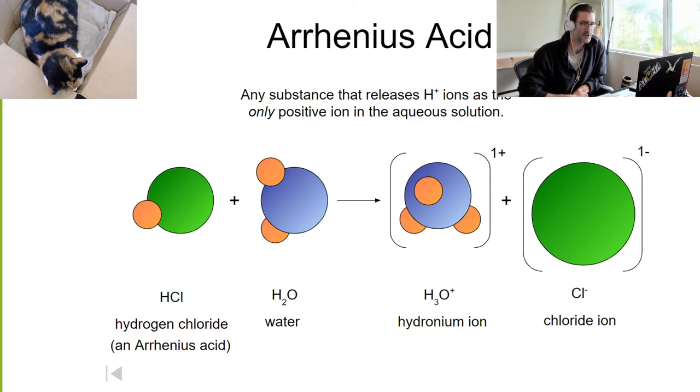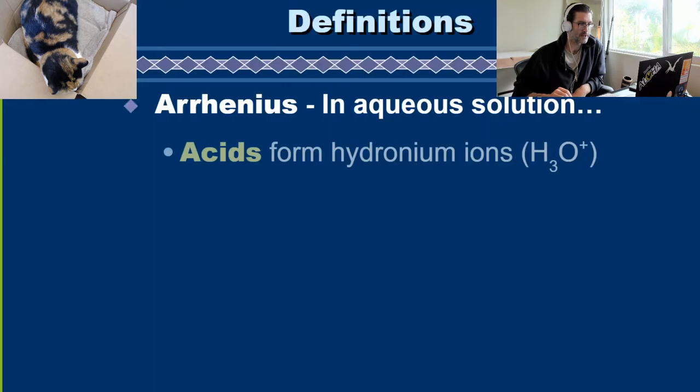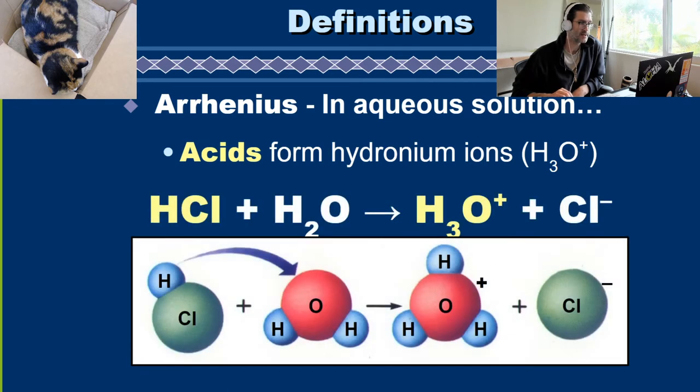An Arrhenius acid is any substance that releases H+ ions as the only positive ion in aqueous solution. So hydrogen chloride is an Arrhenius acid with water. The HCl will release its H+ and produce H3O+ as the only positive ion. Okay. So acids, according to Arrhenius, in aqueous solutions form hydronium ions, H3O+, just like this.